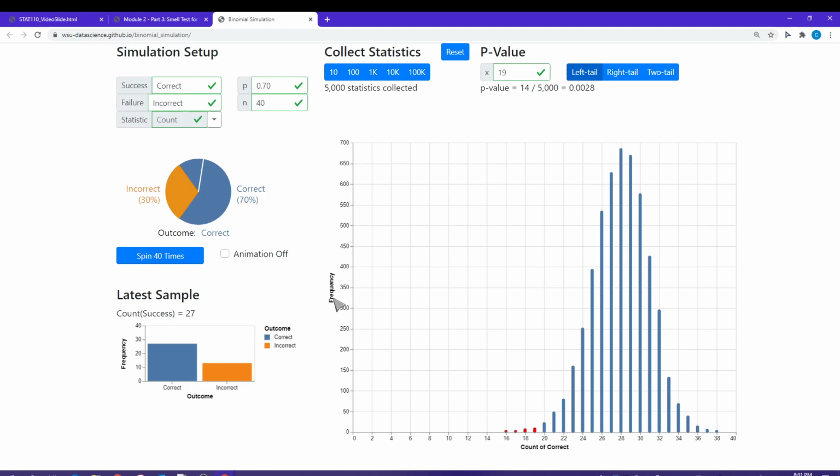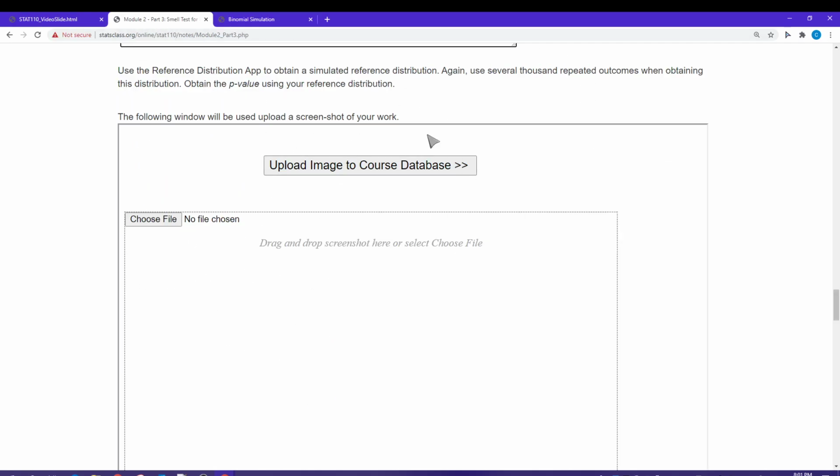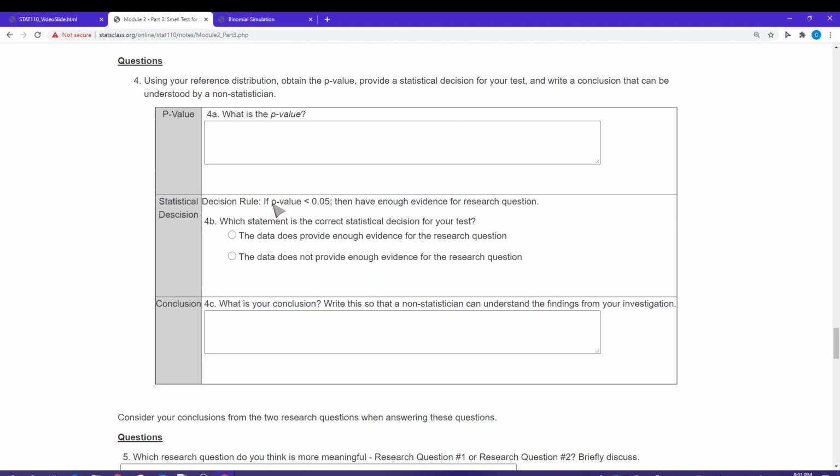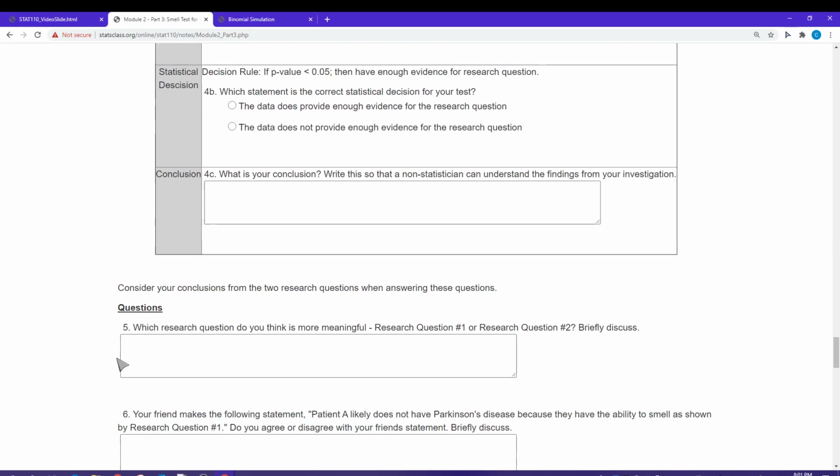Again, take a screenshot of this and dump that into your notes. Make sure and click Upload Image so that it gets saved into the database. Once you have that information, you should be able to answer question number 4 here. Give the p-value, go ahead and make a decision about the test, and then write a conclusion. Make sure and include the 3 parts to the conclusion.